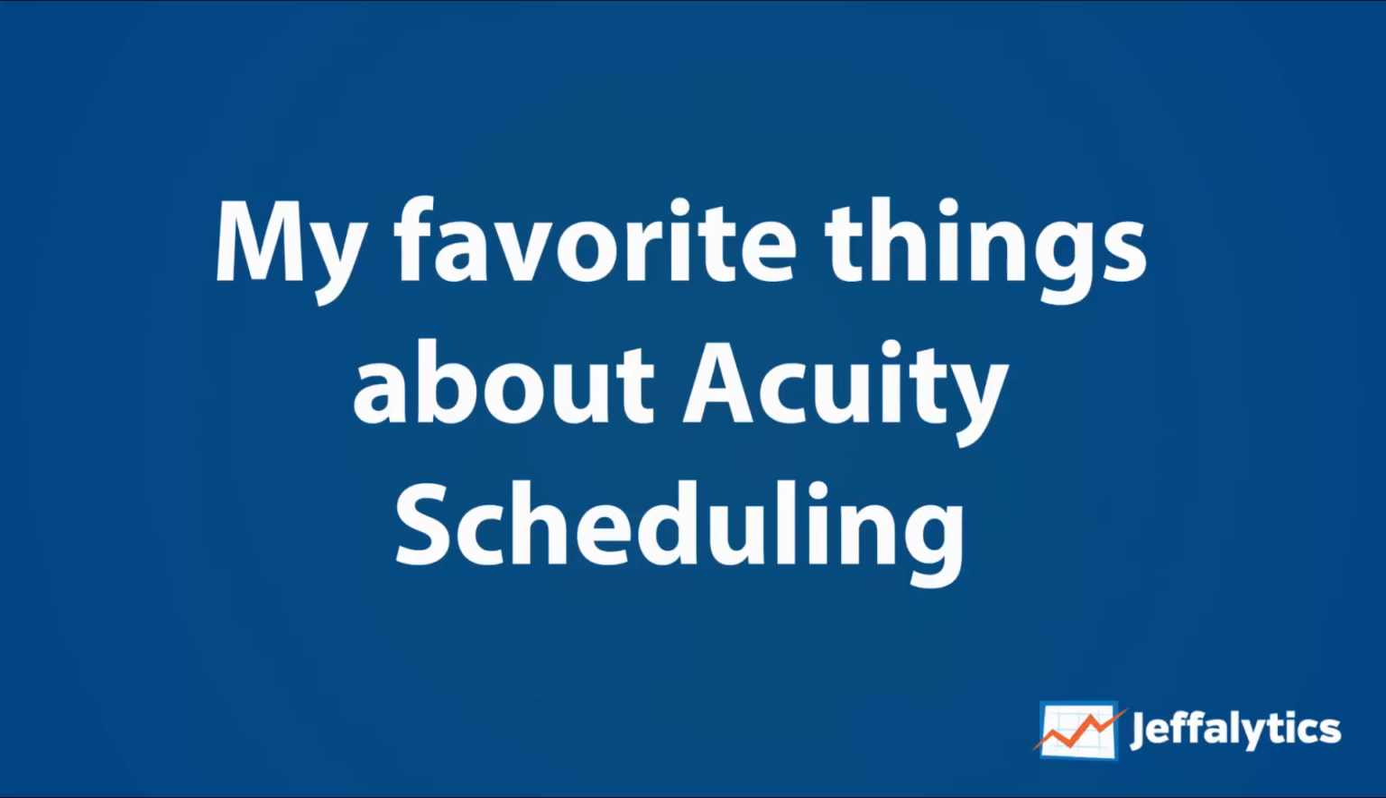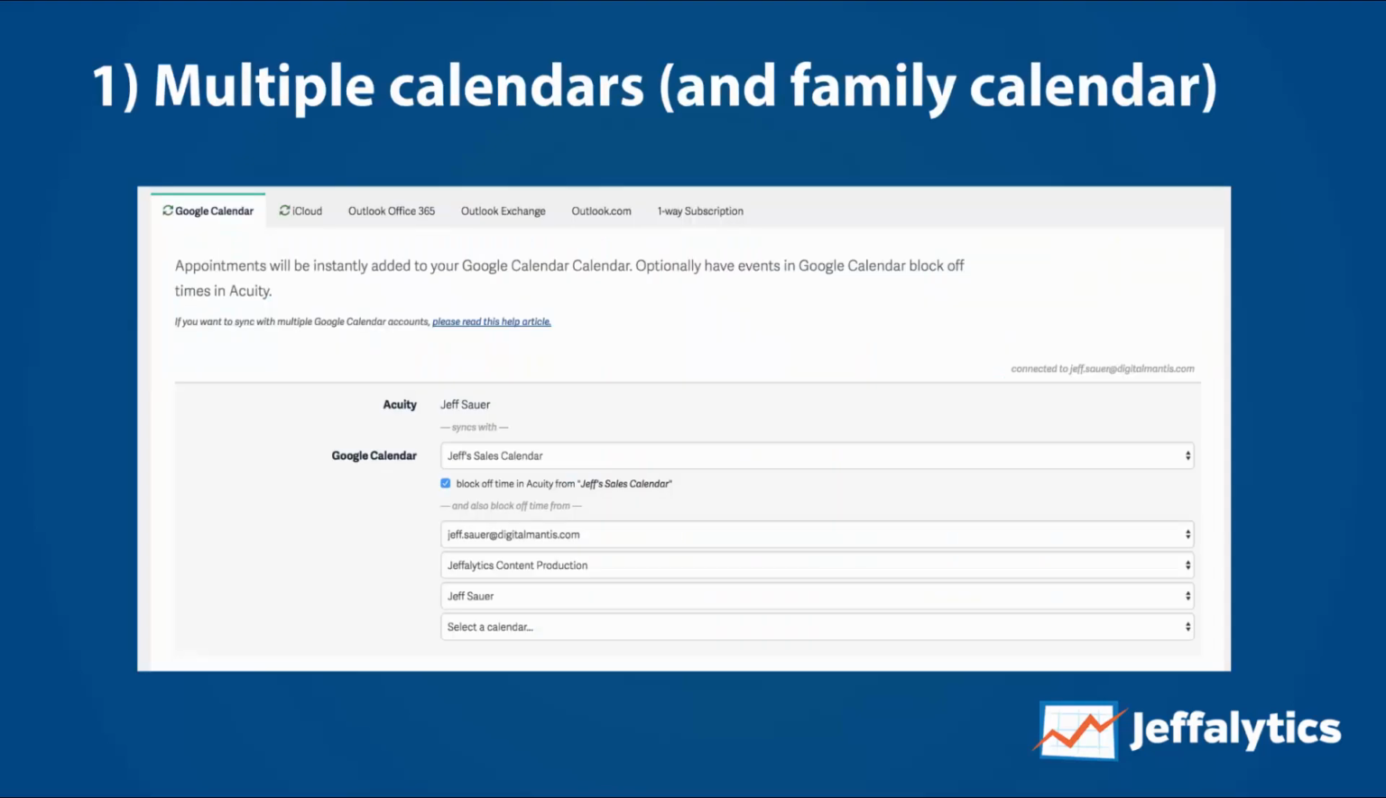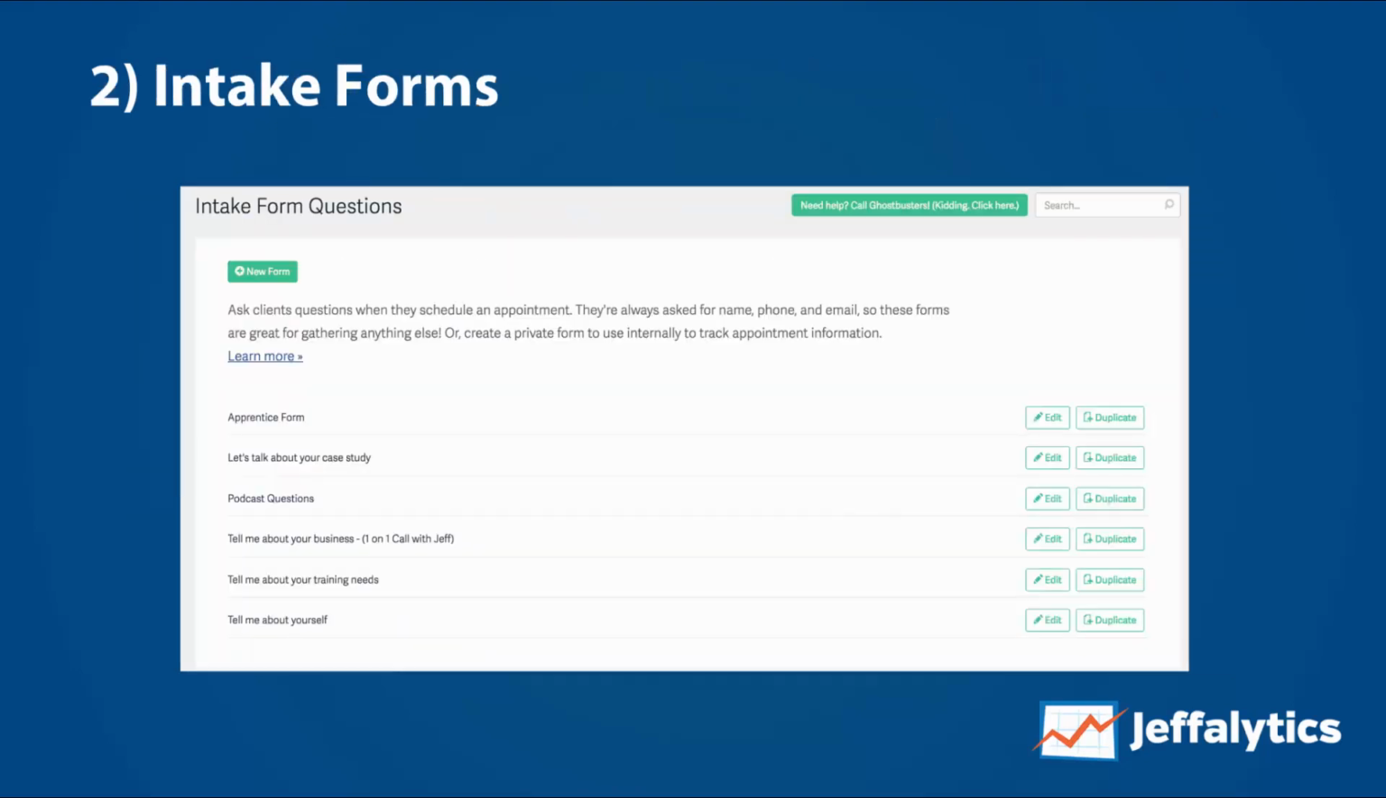So hopefully you enjoyed that perspective into our business. Let me recap my favorite things about Acuity scheduling. Number one, it lets you have multiple calendars, and it can do something like synchronize with your iCloud family calendar, which is really cool. I like that it lets me synchronize things, and it also blocks off time on all my calendars. Works perfectly.